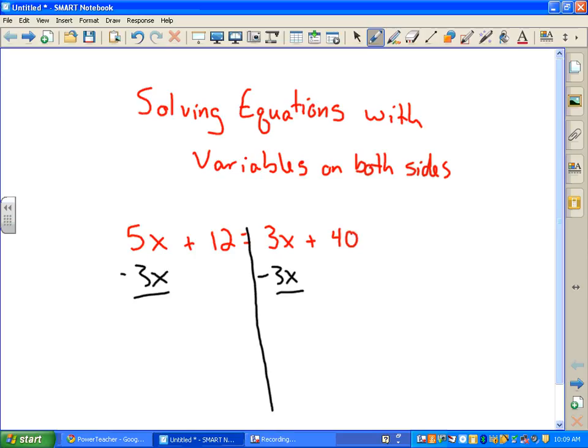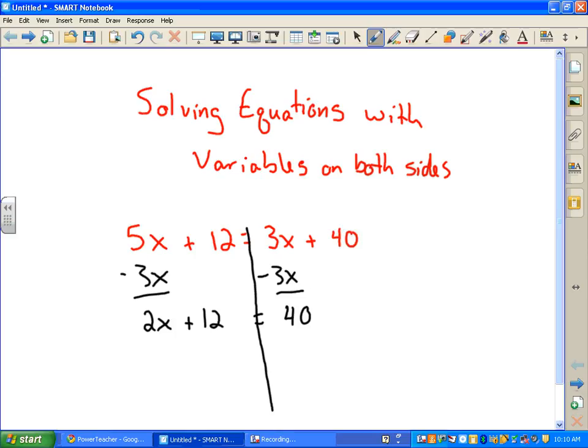So I subtract 3x's. Now I can combine 5x's minus 3x's, which leaves me with 2x's. I still have the plus 12 on this side. And on the other side, 3x's minus 3x's is 0. There's none left, so they're gone, which is exactly what I wanted. And all I have is the 40.